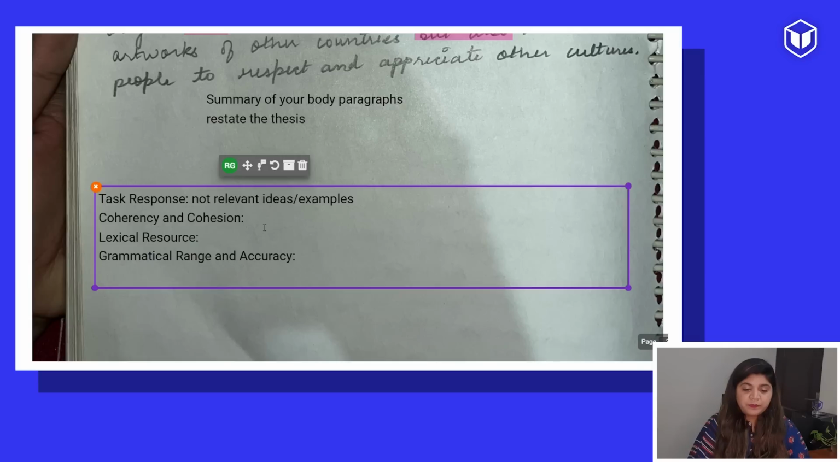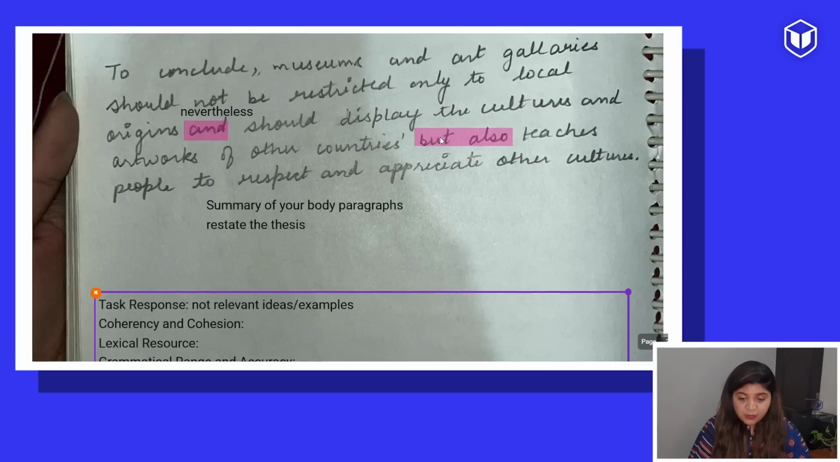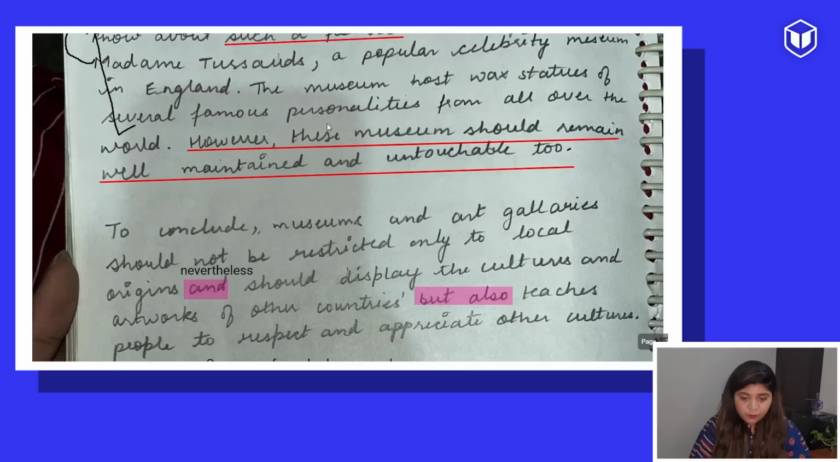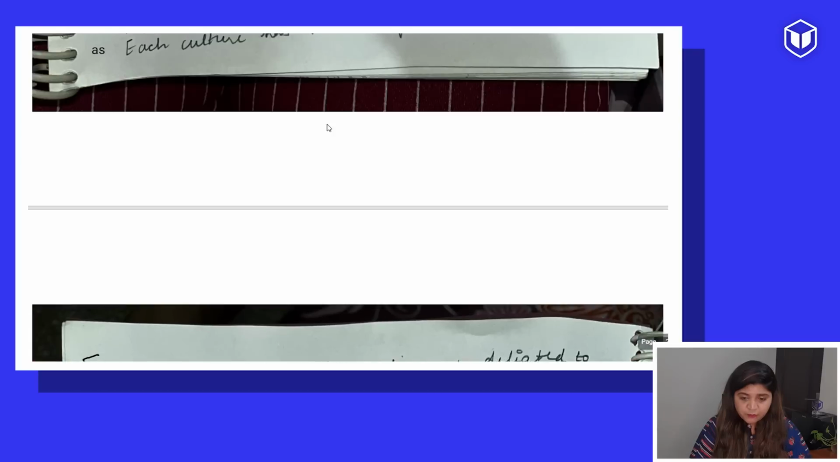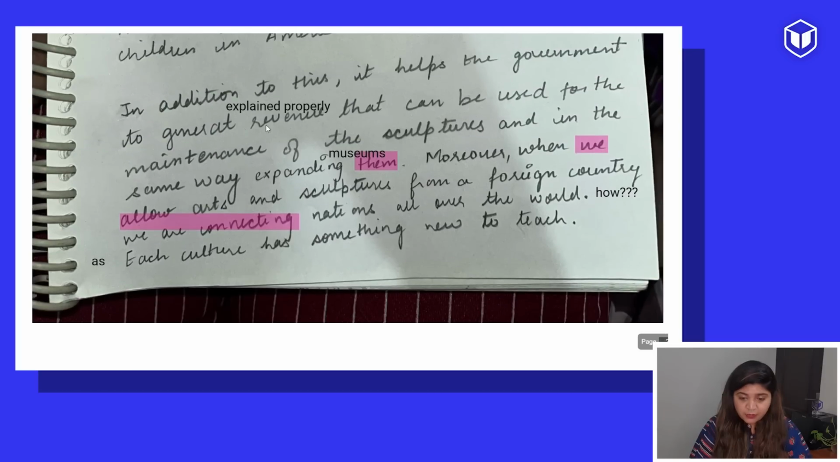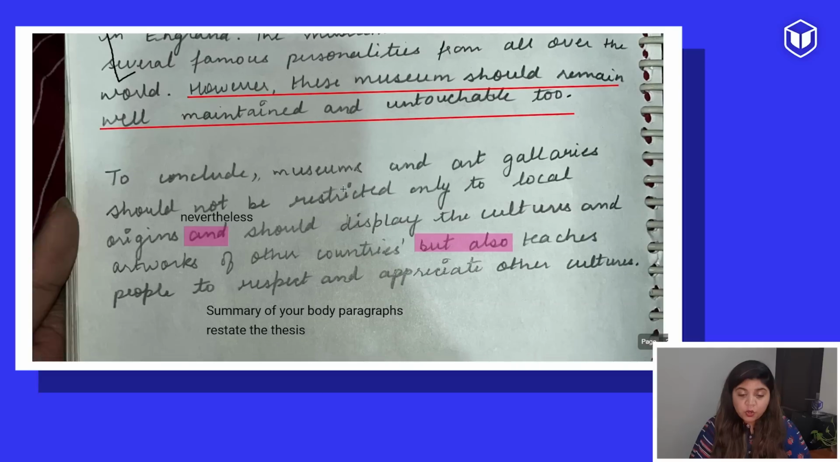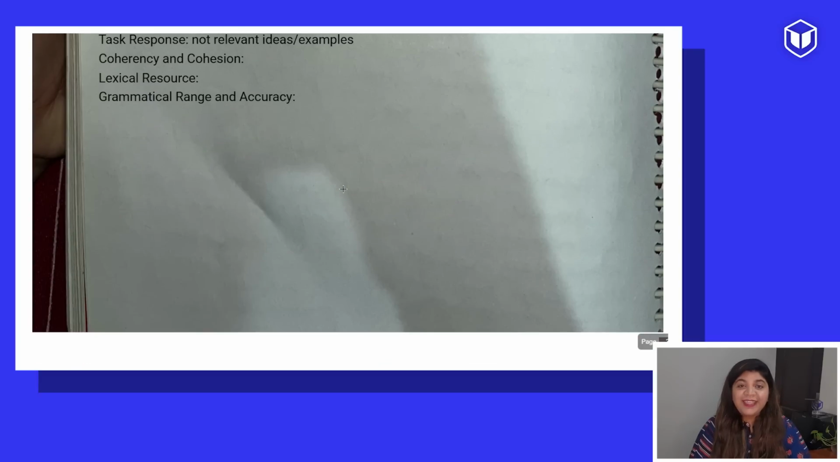Lexical resource, it was moderate. Not as such any advanced vocabulary words were used, but yes, spelling errors were there, no? For example, in the first paragraph there was one spelling error. I can spot one here also. See, generate, again a spelling error. So please make sure after writing to revise your content. So in lexical resource also the student will not get a higher band.